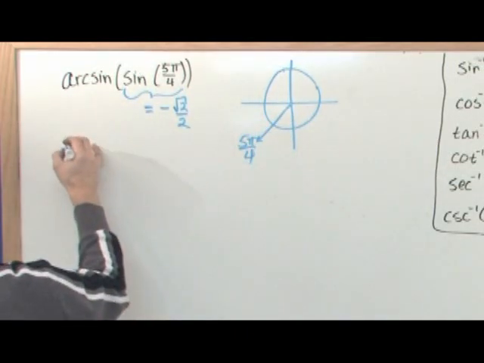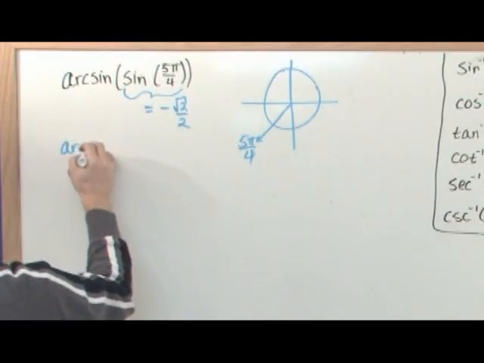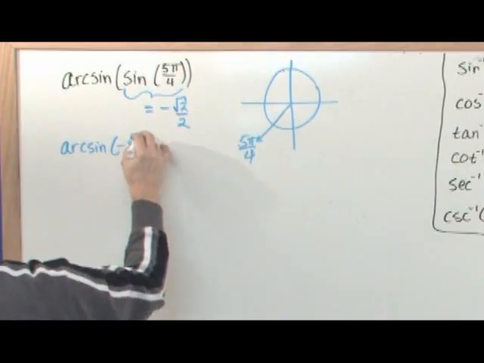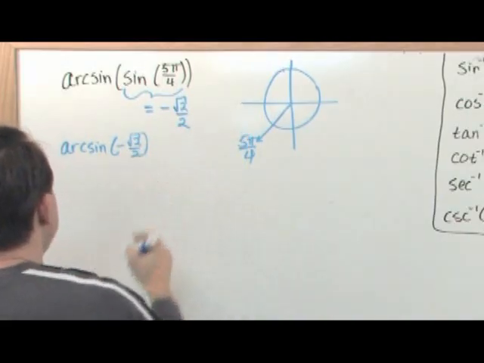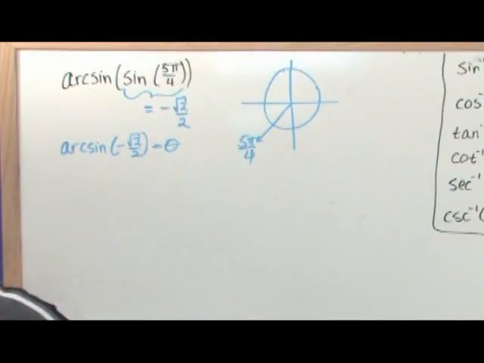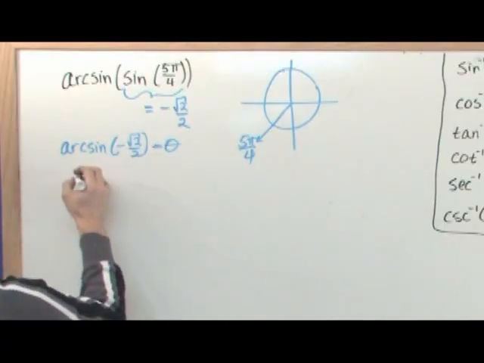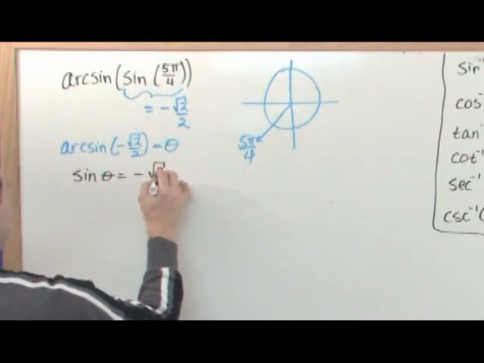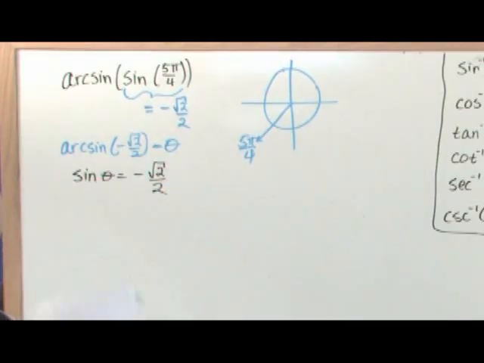So now what you have to do is plug that in and say, okay, what's the arcsine of negative square root of 2 over 2? What would that be? So that would be the answer. It's going to give you some angle back, and since we're doing all this arcsine stuff, we're just going to rearrange this, and we're going to say the sine of some angle is going to give me negative square root of 2 over 2. Okay, all we've got to do is find that angle.